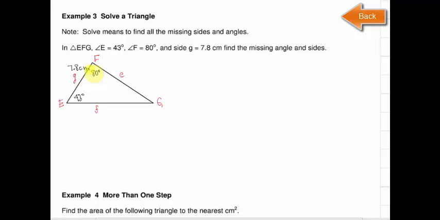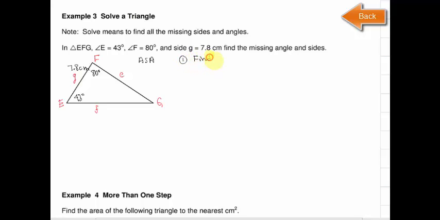So what kind of a triangle do we have? We have an angle, a side, and an angle. This is a situation where, yes, we have a unique triangle, but we don't have an angle with an opposite side. But we can work it out, right? So let's start with angle G.